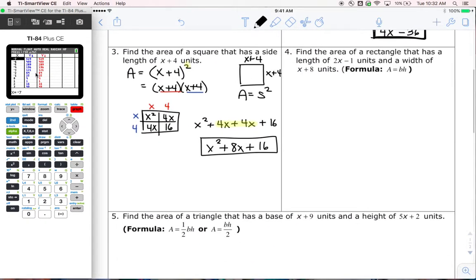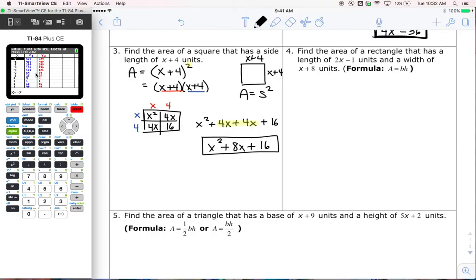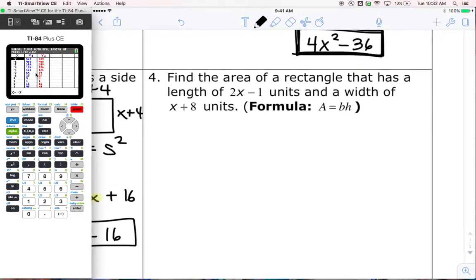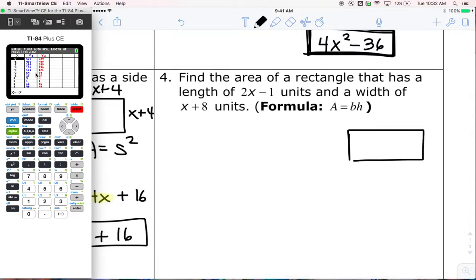The next one has us finding the area of a rectangle. So problem 3 was a square, problem 4 is a rectangle, and they do give us the formula this time. It's never a bad idea, y'all, to draw a quick picture. The length, it says, is 2x minus 1. The width is x plus 8, and of course we know that we multiply these together to find our area. So in this case, we're going to say the area is 2x minus 1 times x plus 8.